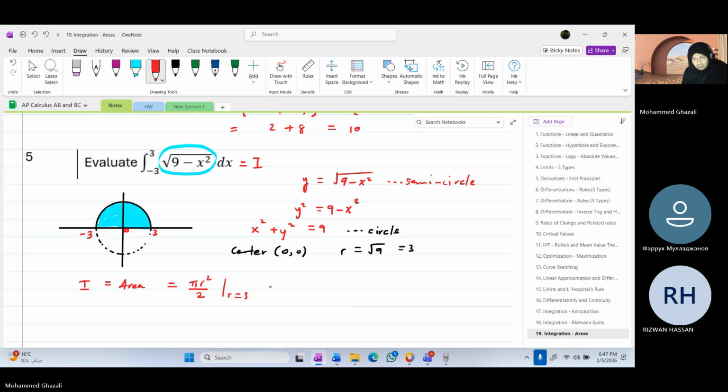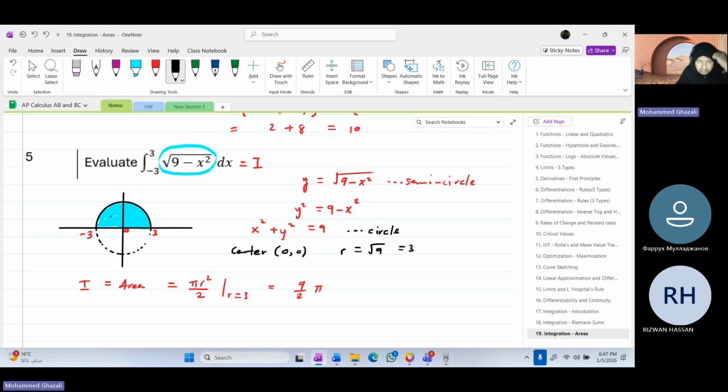It can also equal -3? No, the radius can't be negative. The radius is always positive in the equation of a circle. So r is equal to 3. Put 3 there. 9 over 2 pi. Great.